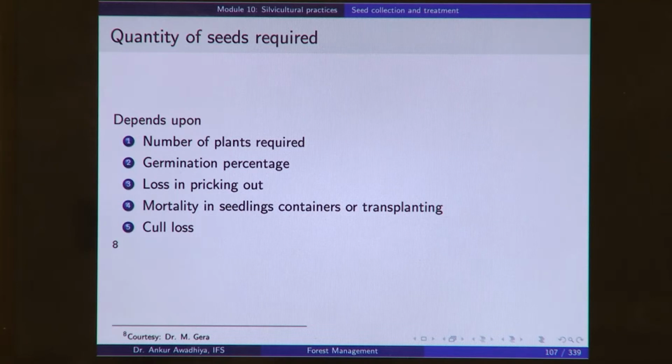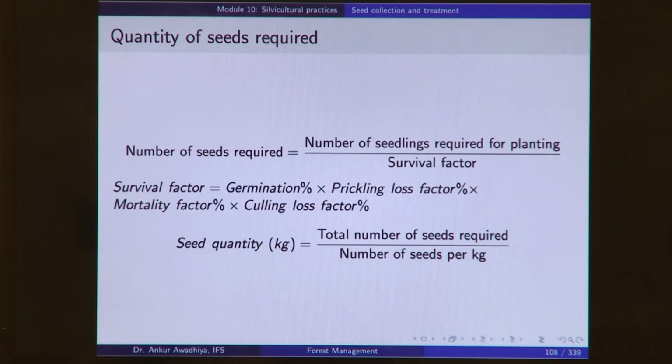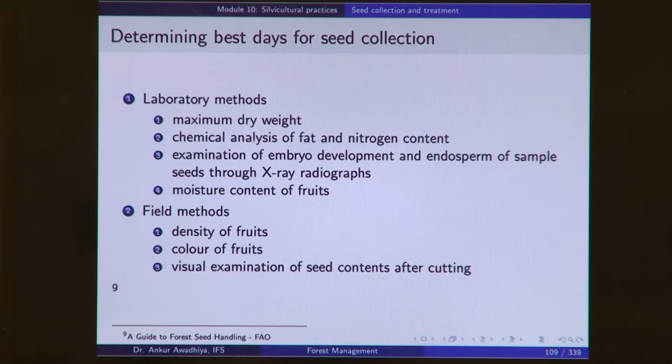Now, the quantity of seeds that you need for your operations depends on the number of plants that are required, including the amount that you will require to beat up casualty, plus the germination percentage, plus the loss in pricking out, mortality in seedling containers for transplanting, and the culling loss. The total quantity of seeds required is given by the number of seedlings required for planting divided by the survival factor, where survival factor is given as germination percentage multiplied by pricking loss factor multiplied by mortality factor multiplied by culling loss factor. And the total quantity of seeds required is given by the total number of seeds divided by the number of seeds per kg.